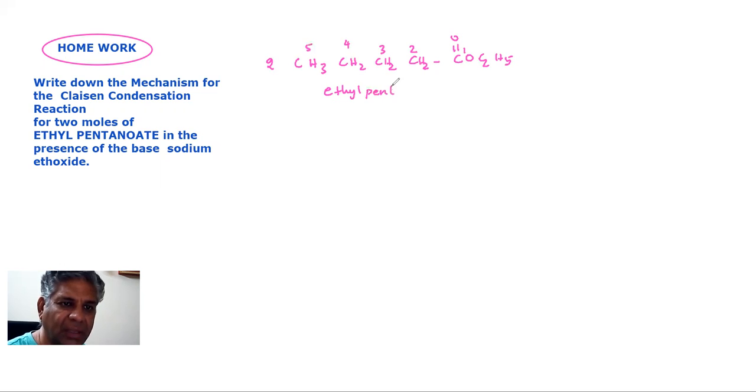Ethyl pentanoate. This is ethyl pentanoate. Now this on reaction with the base NaOC2H5, that is sodium ethoxide. Now see how to write down the product.